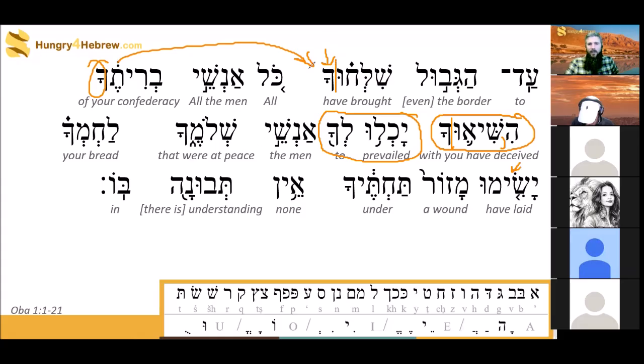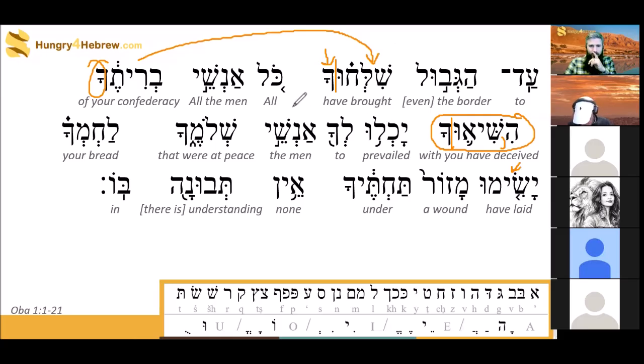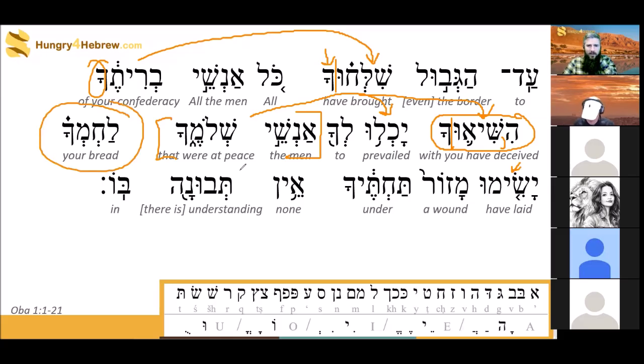So now that means we're looking at the who did it. Okay, so let me just fix this. That was not correct. The kol anshe britecha is actually the subject of shilchu. All the men that are supposed to be in covenant with you, they're the ones that pushed you out to the border. And all the men who are supposed to be at shalom, peace with you, are the ones who prevailed and deceived you. Oof, bummer. And then lachmecha, your bread, yasimu. Wait a second. Why is the word bread here? Lachmecha. How does that fit into the context?